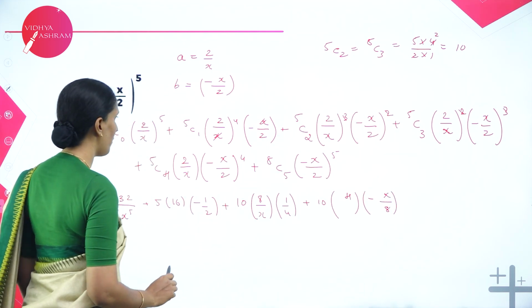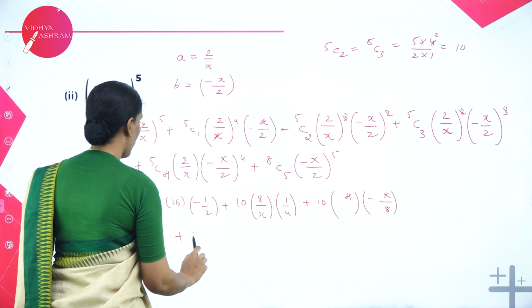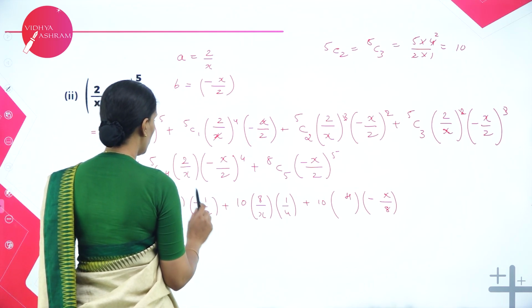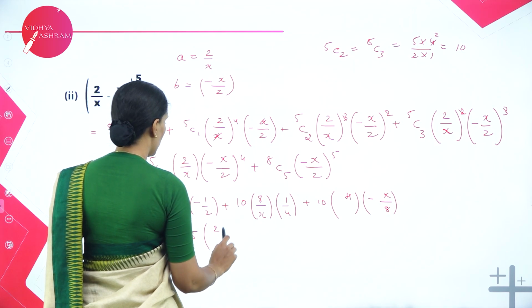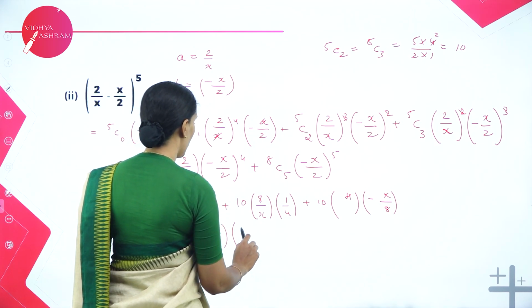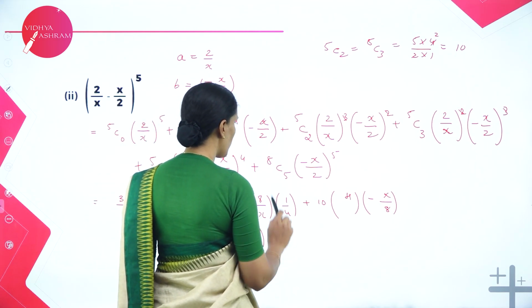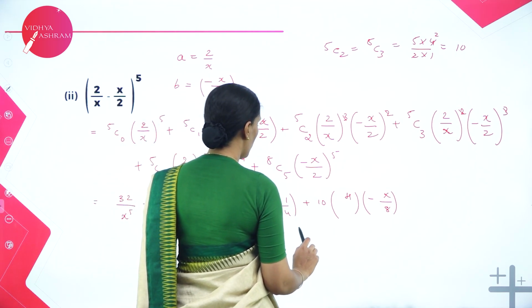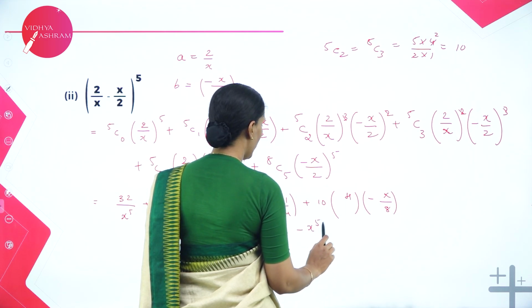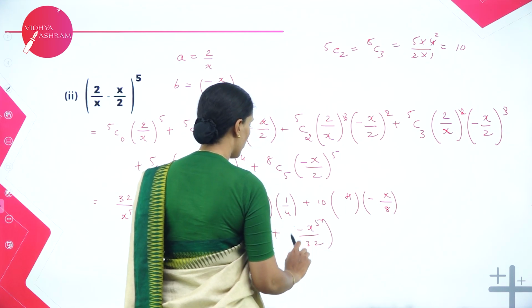And here we have 5c4, which is 5. So 2 here, and here we have x power 4 by 16. The last one is 1. So minus x power 5 divided by 32.